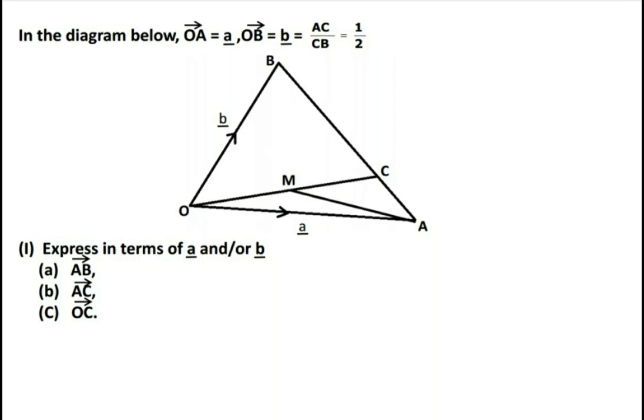We are back again with another video, an interesting one that is coming on vectors. It says in the diagram below, OA is equal to A and OB is equal to B. AC over CB is given by this ratio. This was a 2019 GCE paper 2, by the way, for those of you who might be asking, in case you want to check it out. Then it says express in terms of A and or B: AB, AC, and OC.